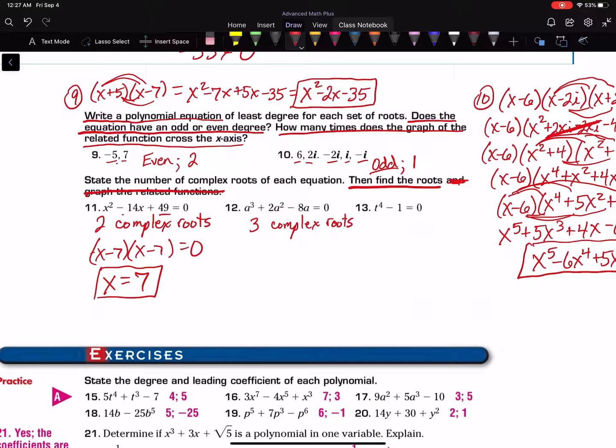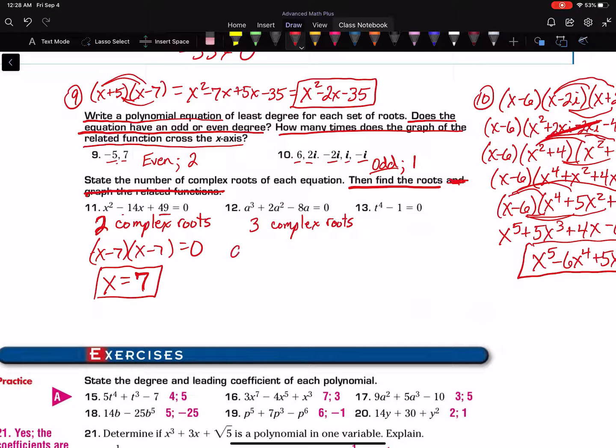And by the way, the 7, we only write it down once, but it is 2 complex roots. You do get 7 twice, so it's still correct. We still have 2 roots. It just happens to be the same root twice. And when that happens, it's called multiplicity. This one would have a multiplicity of 2 because 7 happens twice. Sorry, I forgot to mention that. So there's 3 complex roots on 12.